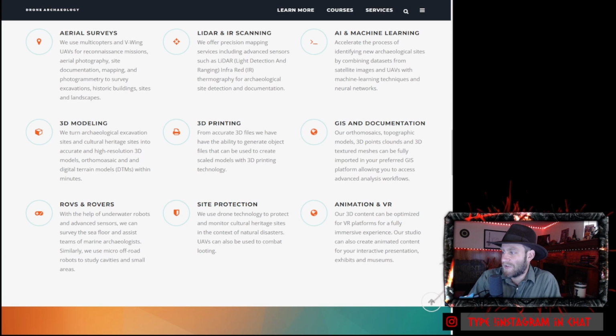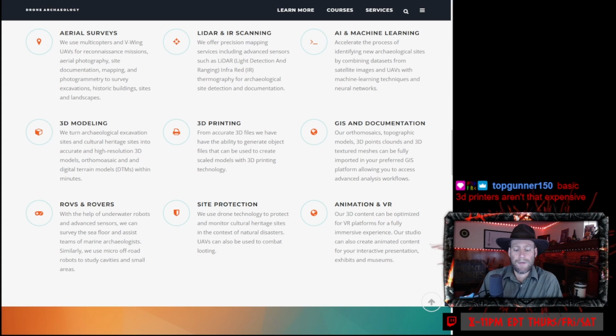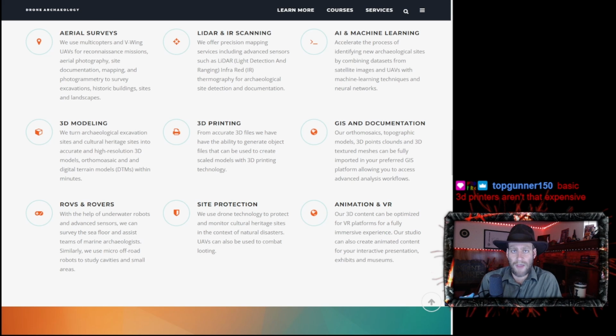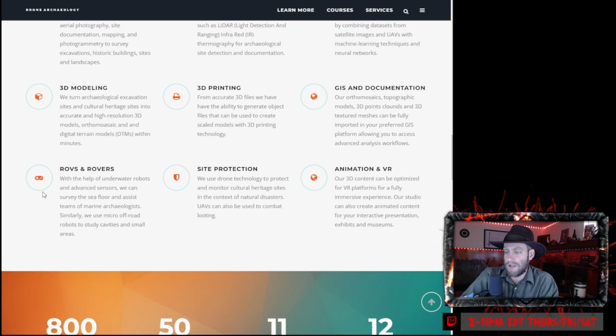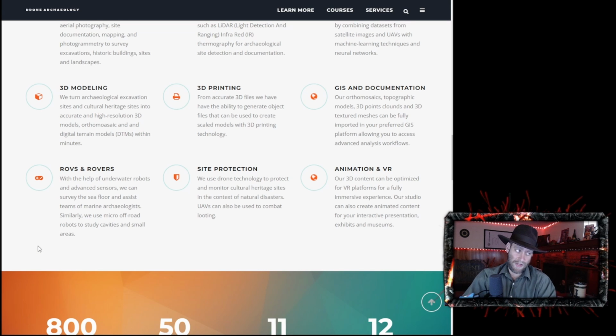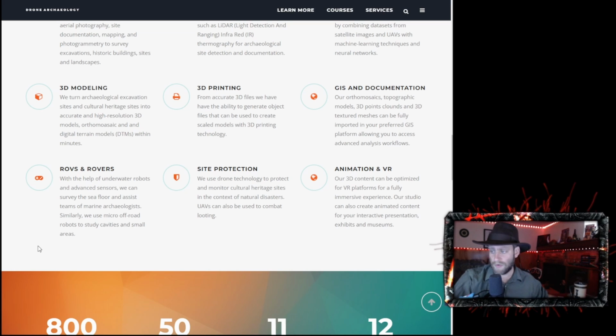GIS and documentation. For those of you who don't know, GIS is the system by which you use mapping for projects. Not just archaeological projects, but also major infrastructure projects all utilize GIS to determine their maps and everything like that. Next up are ROVs and rovers, which are basically just a different type of drone. It's like ground drones or underwater drones. They're cool things that allow you to do marine archaeology. Not exactly my forte or area of expertise, but still very cool. Site protection is the primary purpose of cultural heritage to begin with.